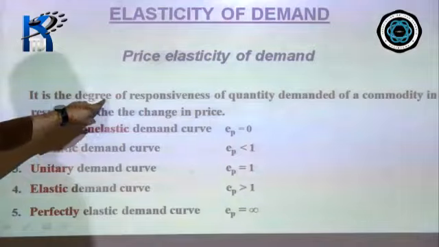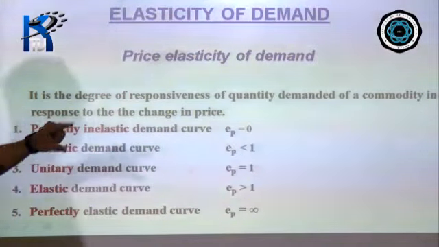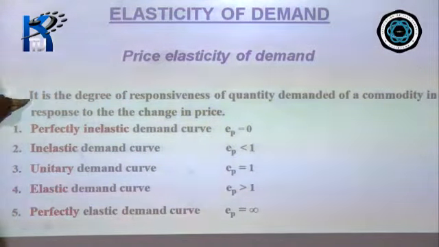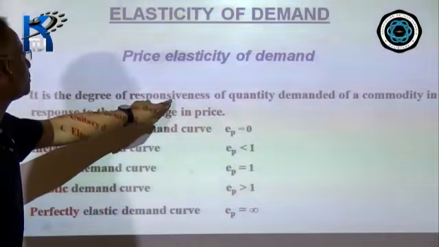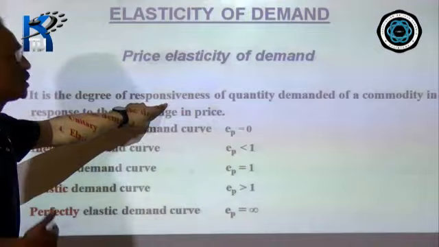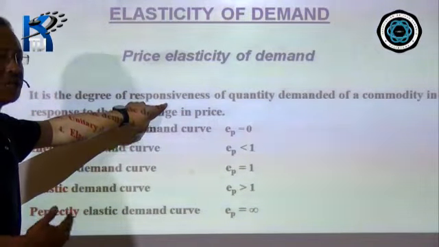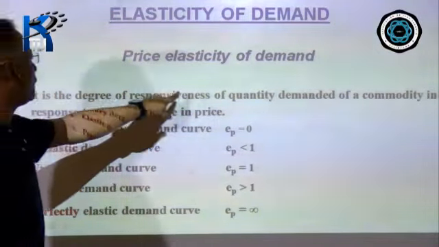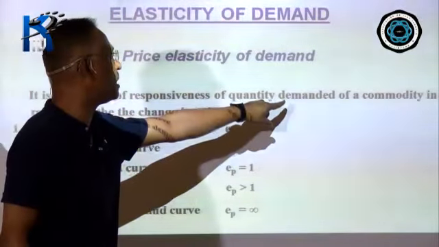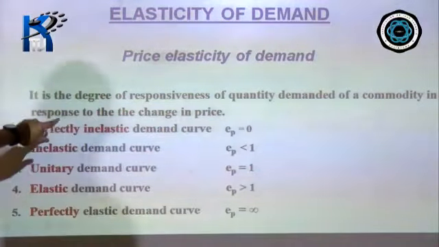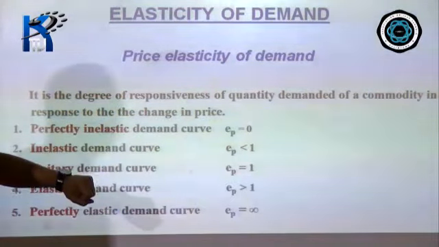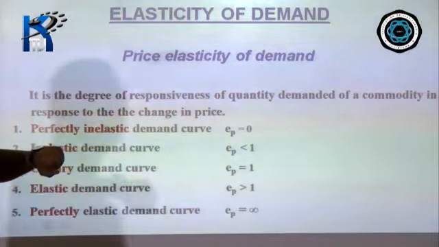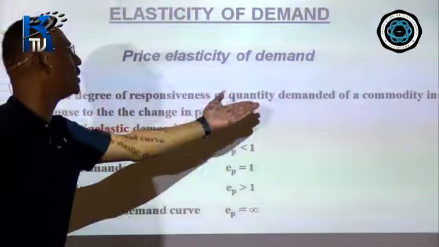It's called degree of responsiveness. Let us see the definition. Degree of responsiveness means how much the quantity demanded will change. It is the degree of responsiveness of quantity demanded of a commodity in response to the change in price. What does it mean? It means if there is a change in the price, how much will the quantity demanded change?